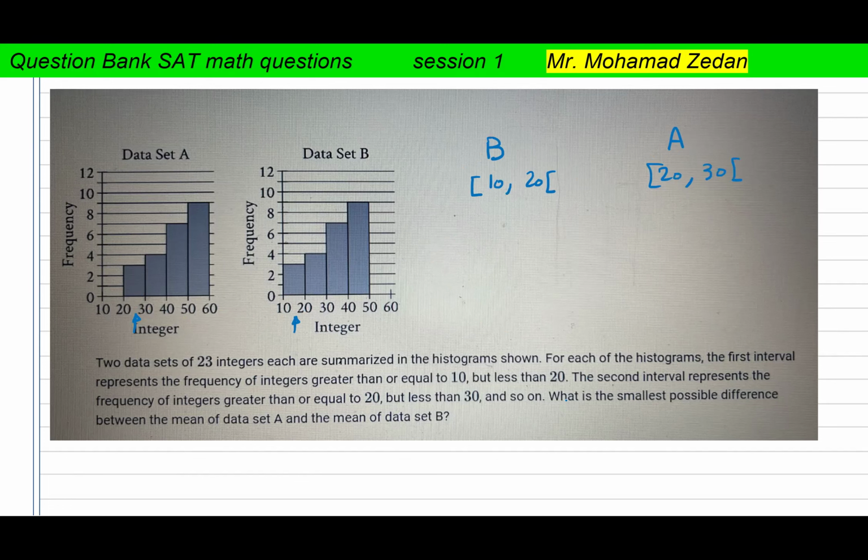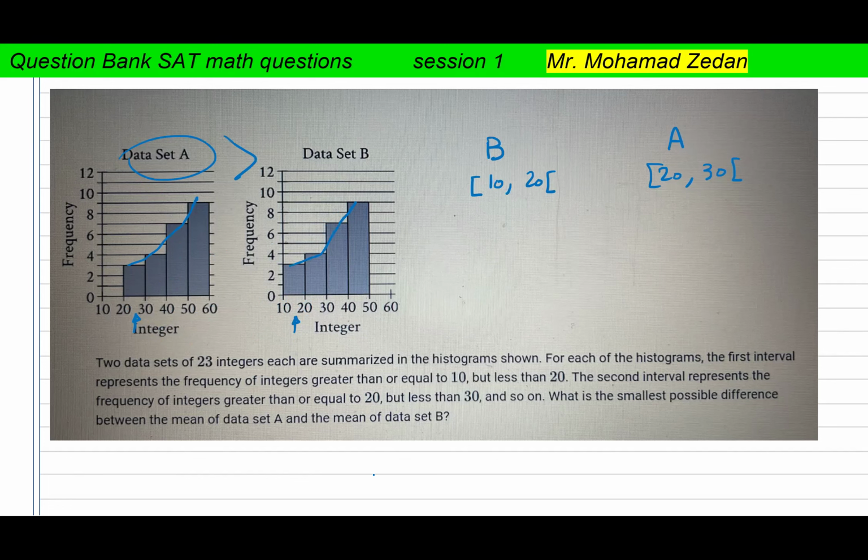The question now: what is the smallest possible difference between the mean of the data set A and data set B? To find the difference in mean between data sets having the same distribution as you see, you just check how much each value in data set A is more than in data set B, because data set A starts with 20 and data set B starts with 10, but with the same frequencies, the same number of items or data in each group or each class.